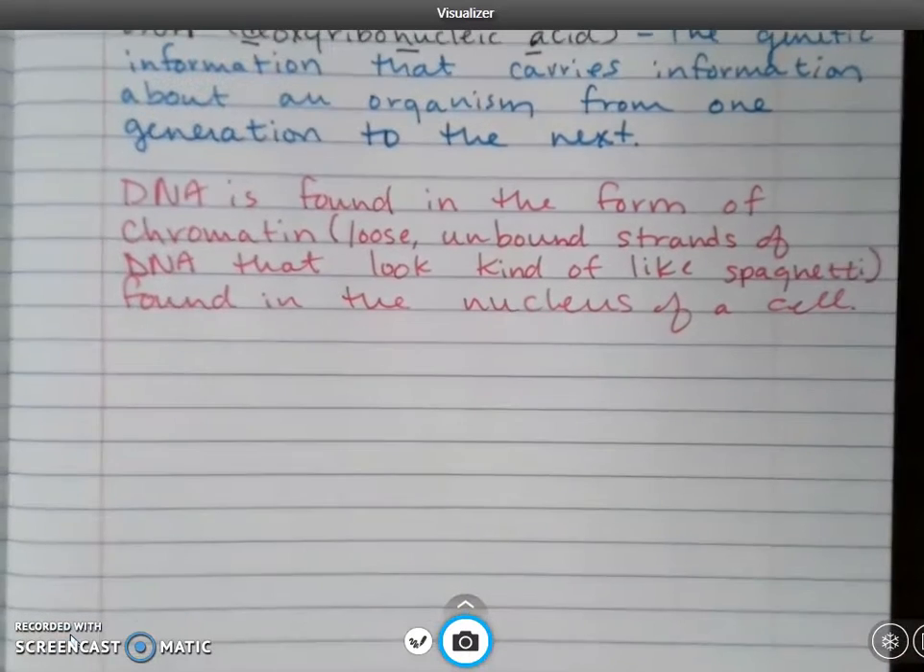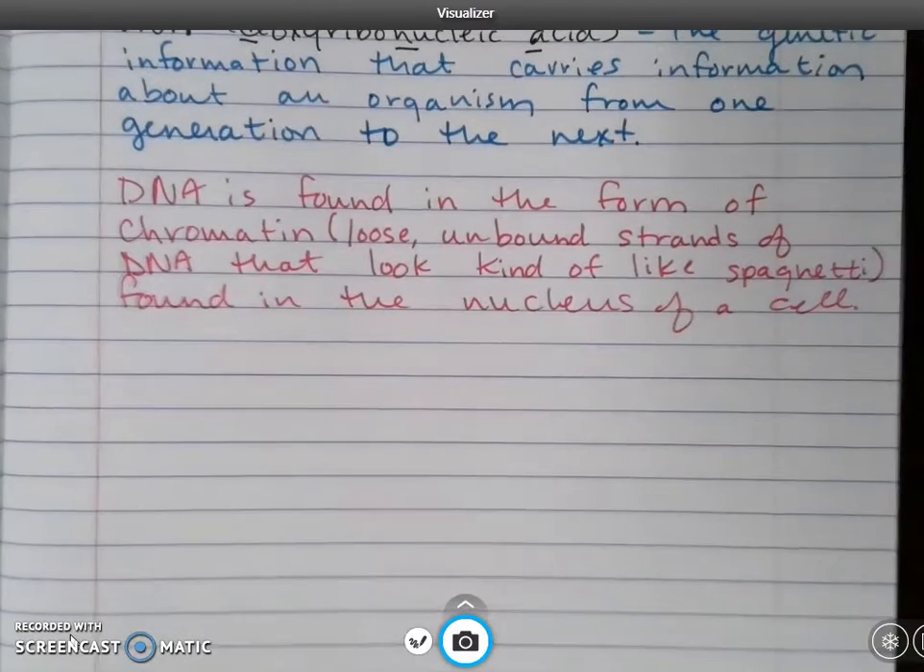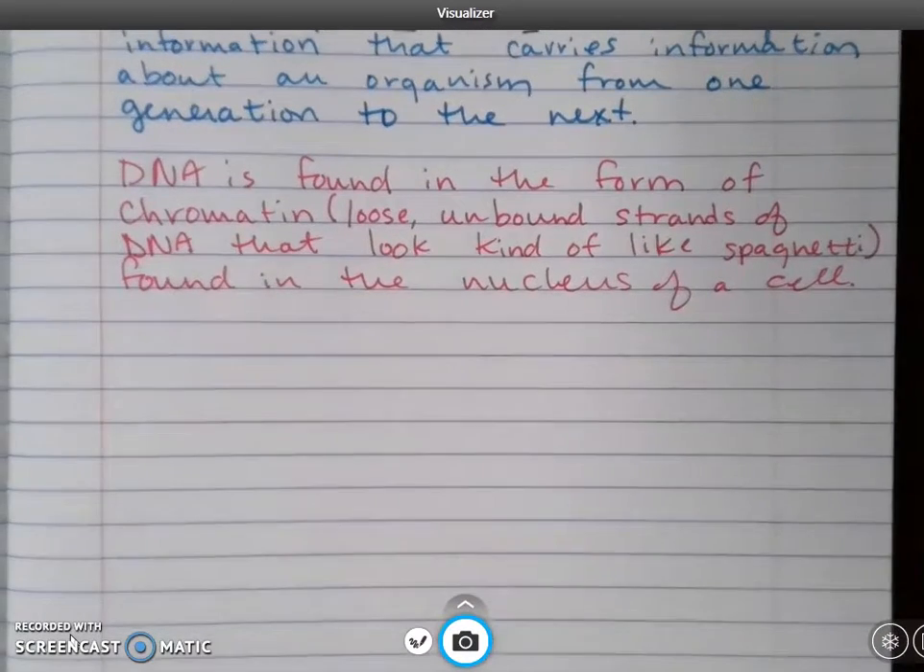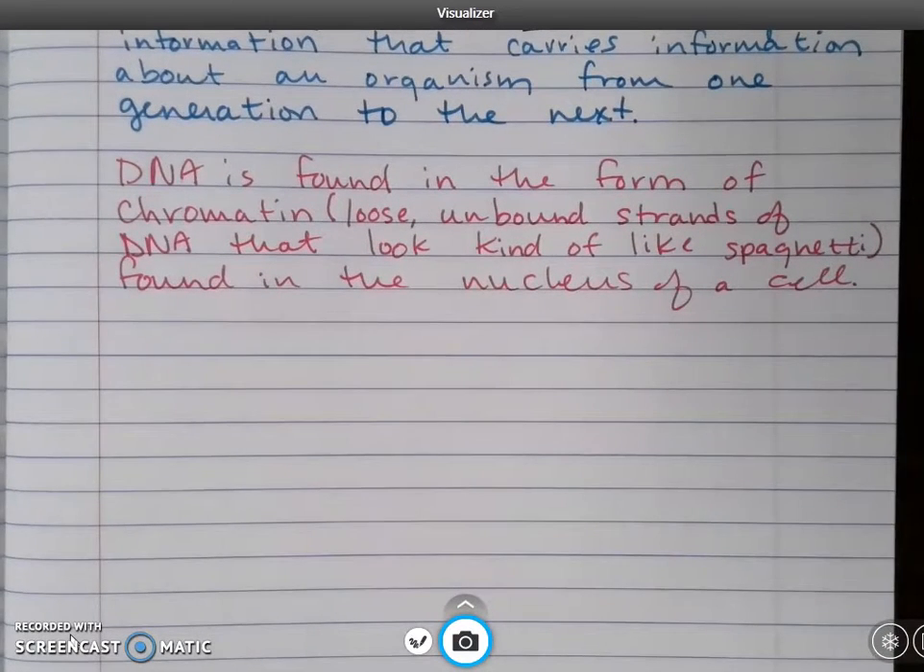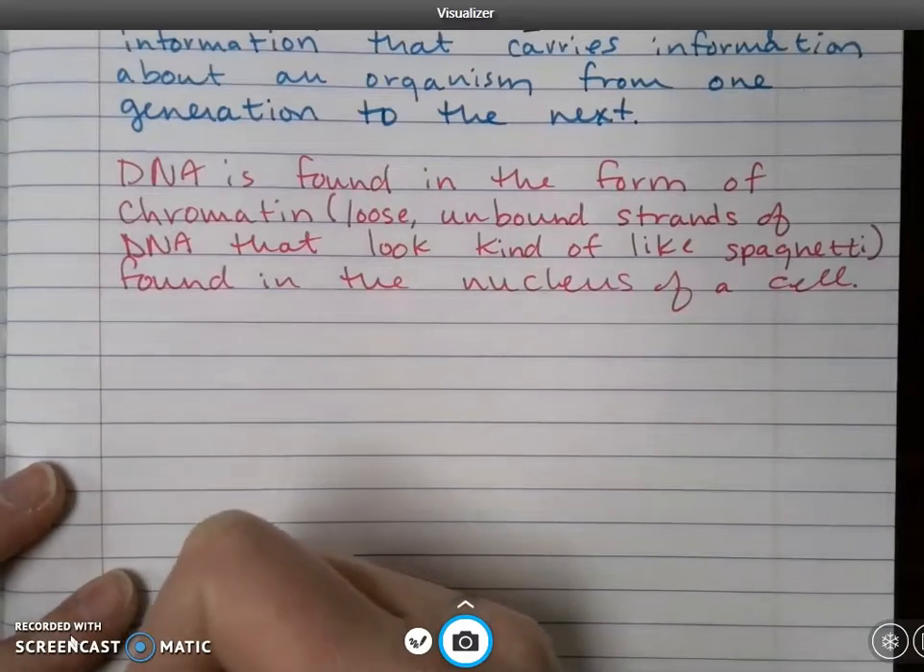If we were to use a microscope, we could see the DNA inside the nucleus if it was a high enough power microscope, and it would look like a big jumble, like a big mess in there, kind of like a bowl of spaghetti. If we were to look at the individual structure of one strand, it looks kind of like a twisted ladder.